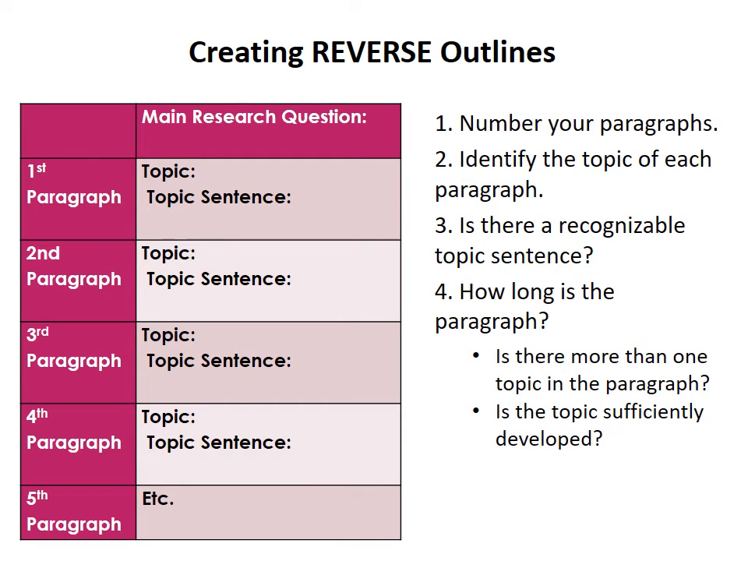Take the entire document, number every paragraph, then for each paragraph, identify the primary topic of the paragraph. Assess if there's a recognizable topic sentence. Evaluate the length of the paragraph and whether the topic is sufficiently developed. Lastly, evaluate the order of the topic sentences to determine if you need to move paragraphs around to create better flow of ideas.